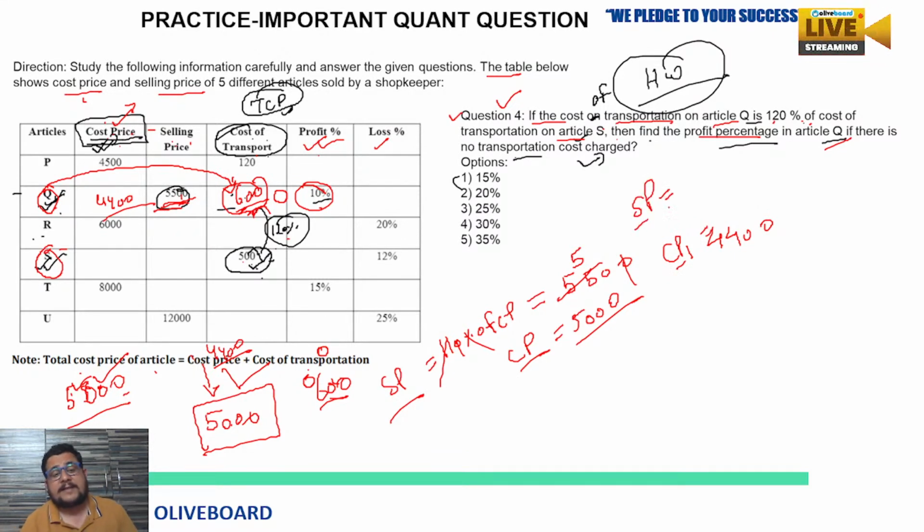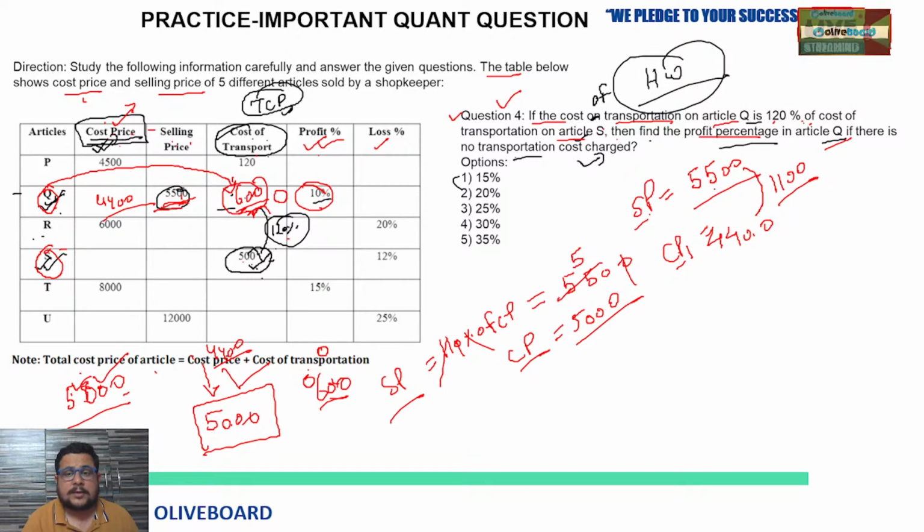Be active, as I said, you have to be active. Now the selling price is 5,500, this is given. So profit is equal to selling price minus cost. So the cost is 4,400 in the case when there is no transportation. So 5,500 minus 4,400 is 1,100.